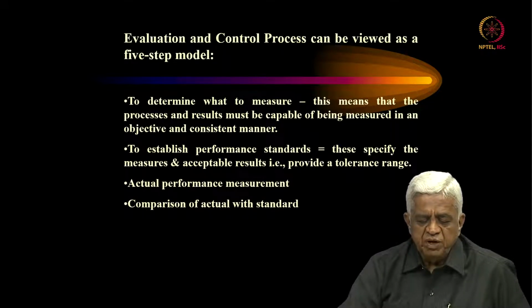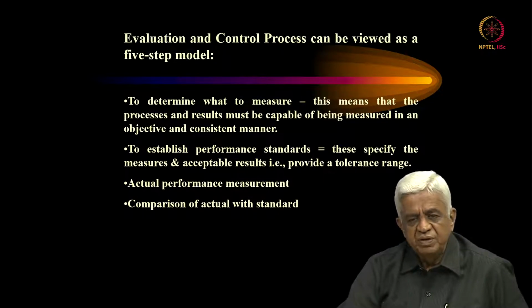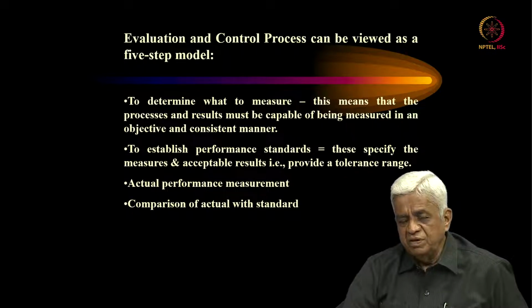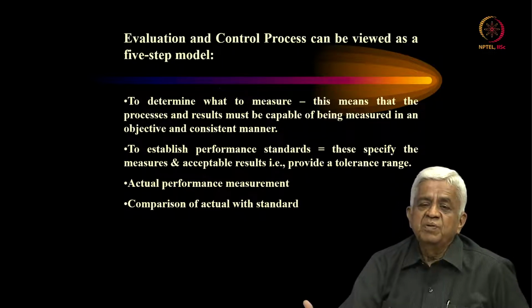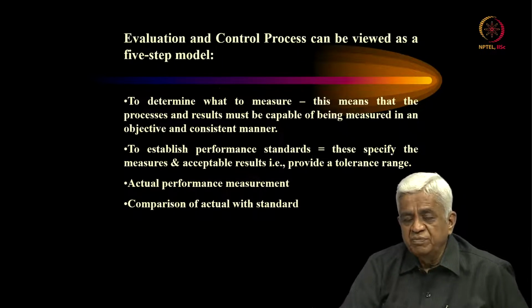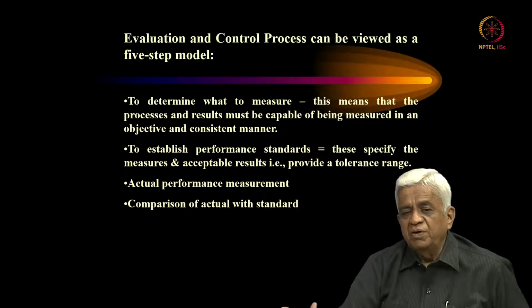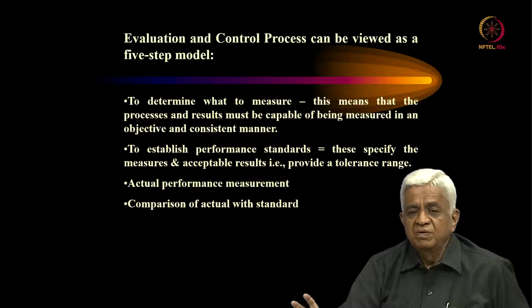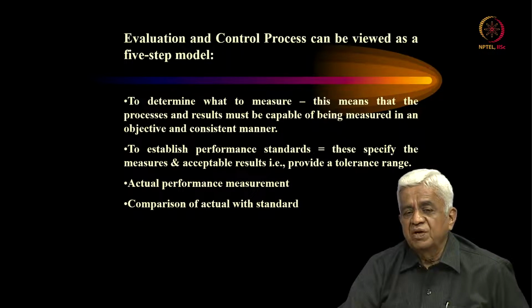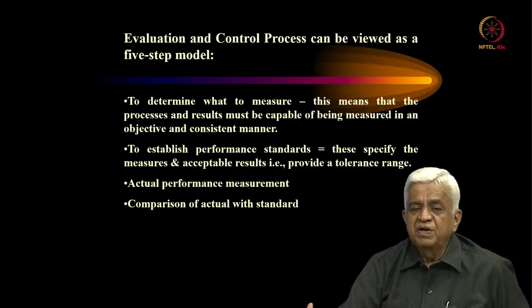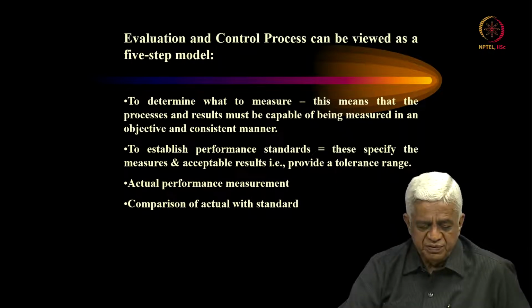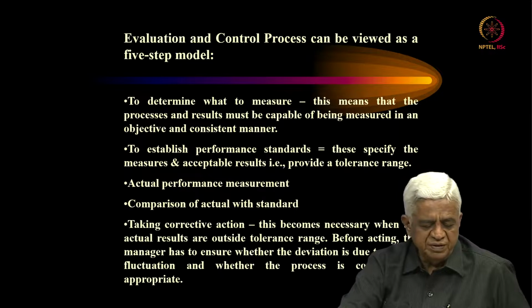Then the actual performance measurement. So, you compare: you had an objective, then how many units were made. During COVID, the production of these vaccines by Indian companies was remarkable, to cater to a population of nearly 130 crores. It is not a small job, and the Indian companies rose to this task. They came out with these vaccines. This is the comparison of actual with standard.